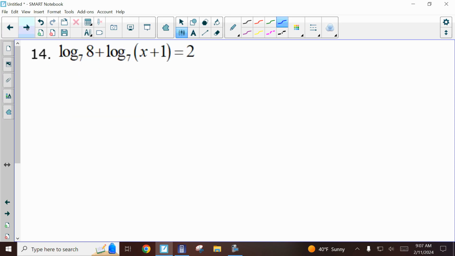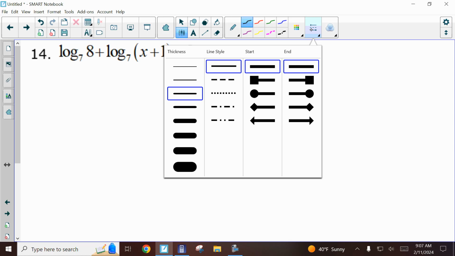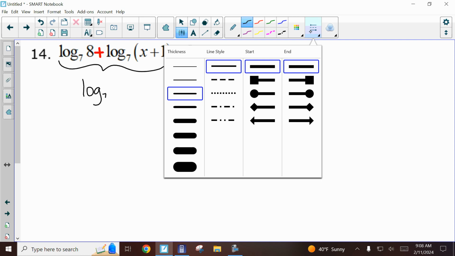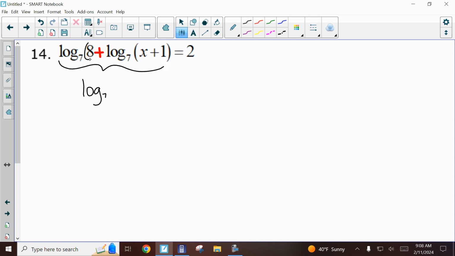Okay, 14. 14, it looks like there's 2 logs again. So we always have to make sure that we combine our logs. So these 2 logs have to go together. So it's going to be a log base 7. You notice what's in between? You've got a plus sign, so that indicates that we have to times our 2 logs.